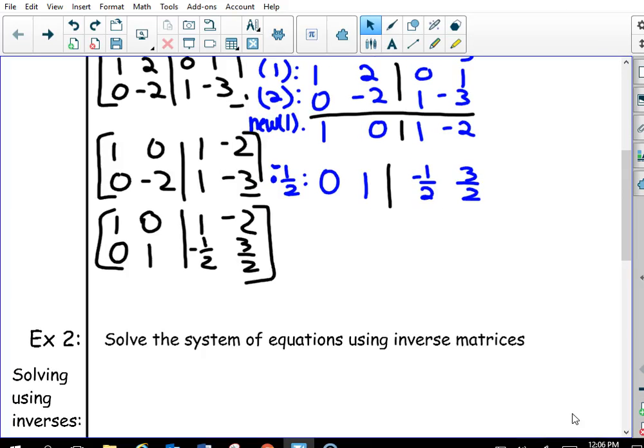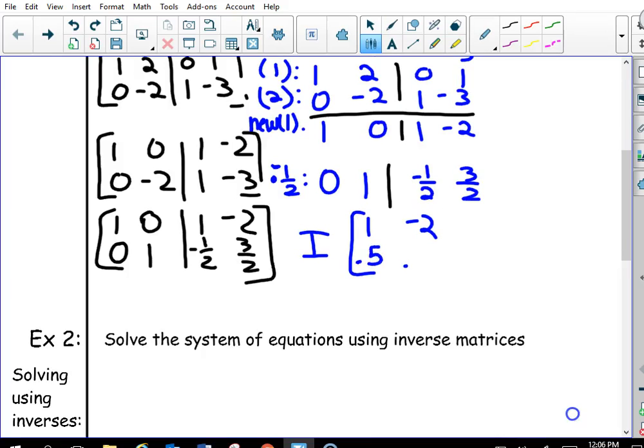So on the left side, I have the identity matrix, and on the right side is the inverse matrix of 1, -2. You can probably put 0.5 and -1.5 into XYZ. All right, first example.